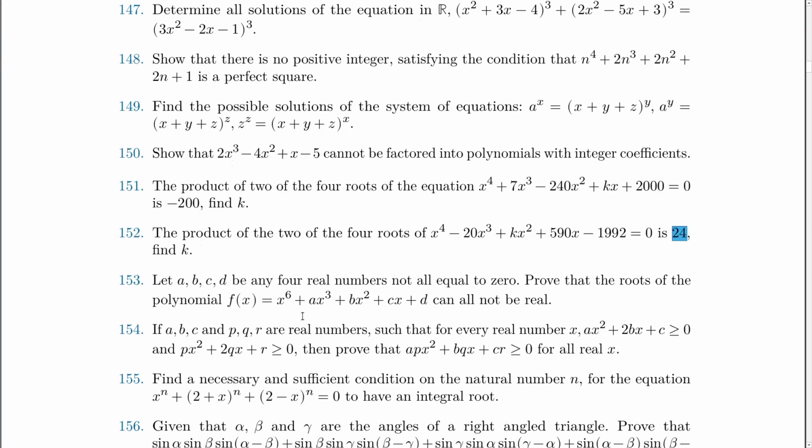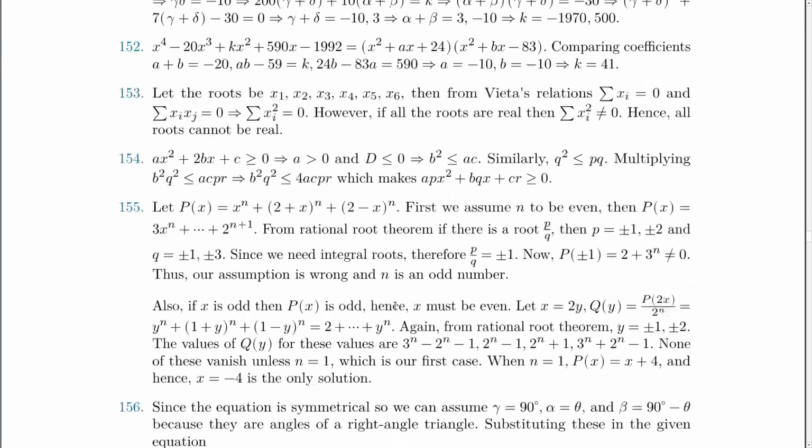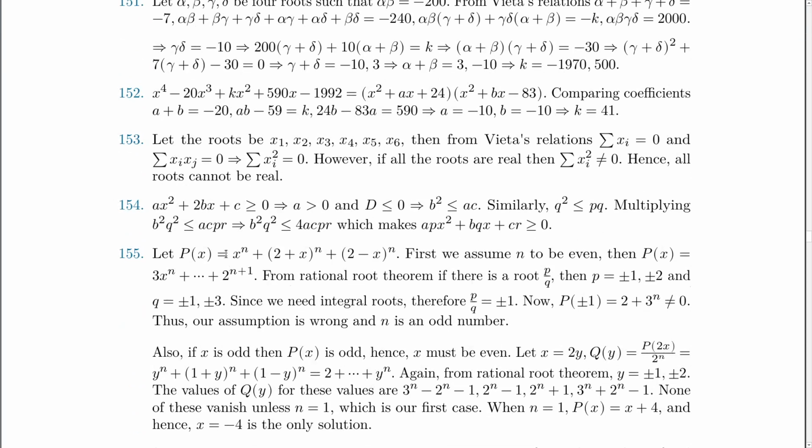Question 155 says that find the necessary and sufficient condition on the natural number n for the equation xⁿ + 2xⁿ⁺² − xⁿ... to have an integral root. So we let p(x) be equal to this. First we assume n to be even. If n is even, then p(x) becomes 6xⁿ and so on plus 2ⁿ⁺¹.